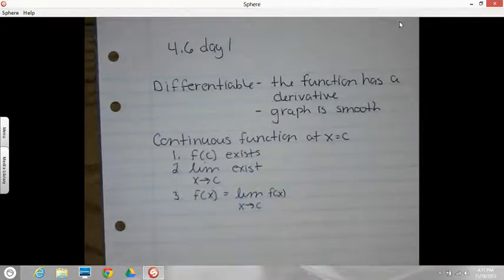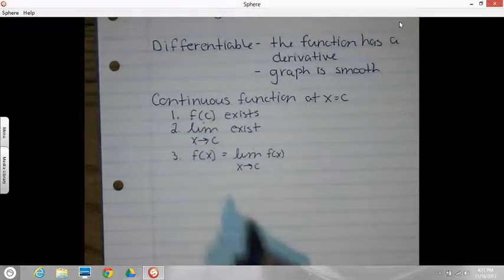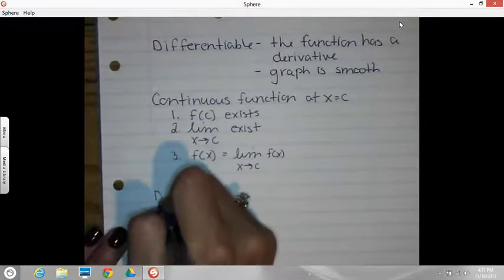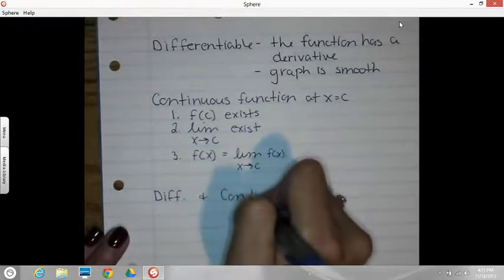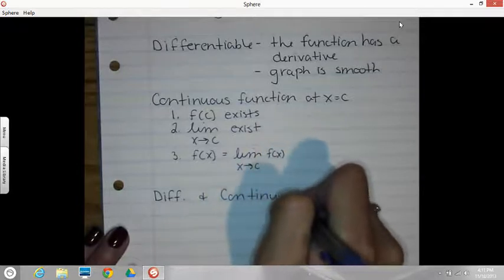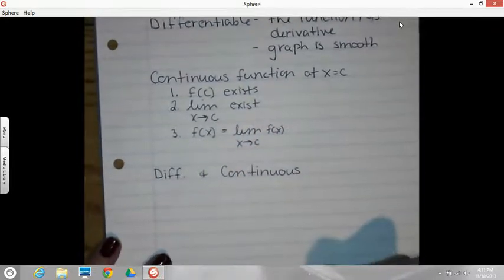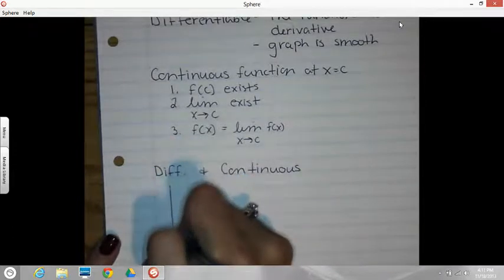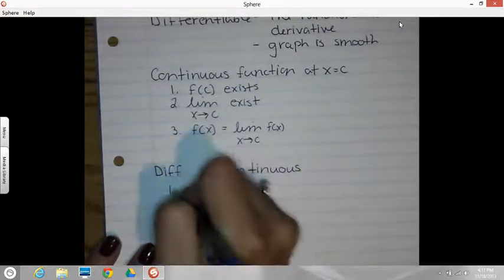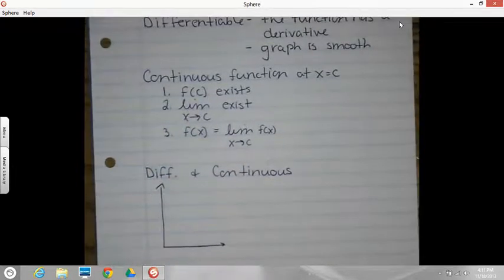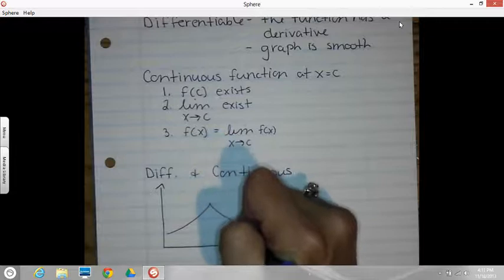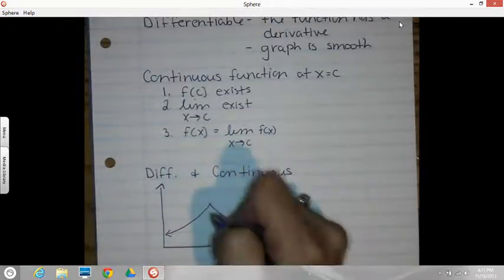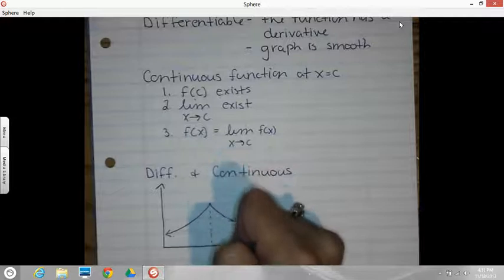So we're going to look at what's differentiable and what's continuous in a graph. So our first graph, here's another color, is going to have a cusp in it. So we're going to look right at that cusp spot. That's going to be our c.